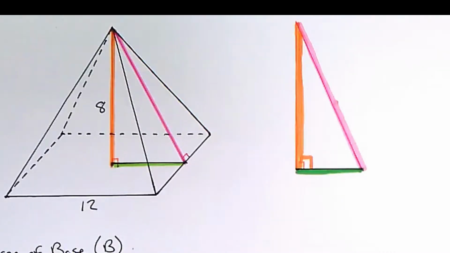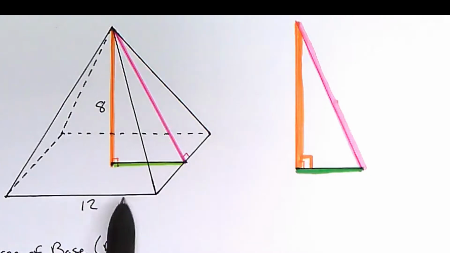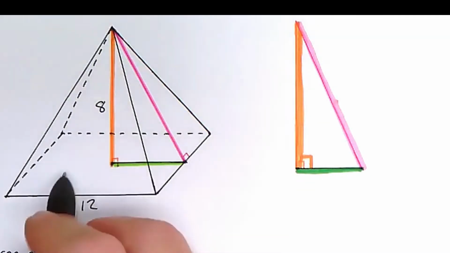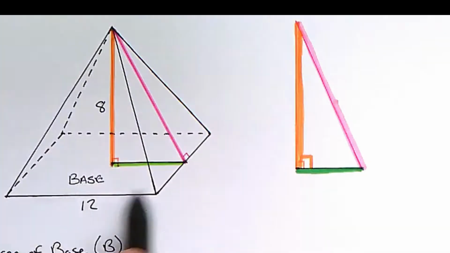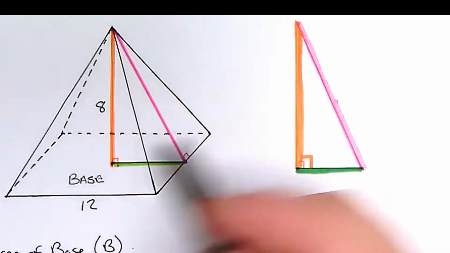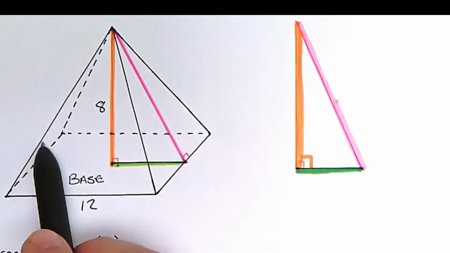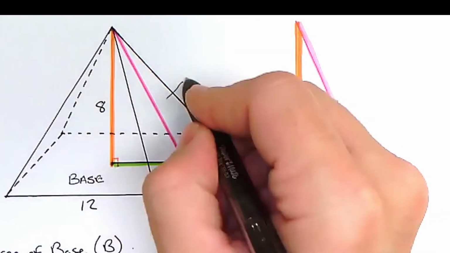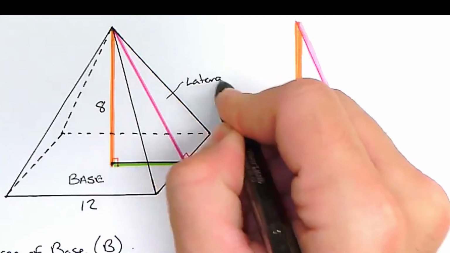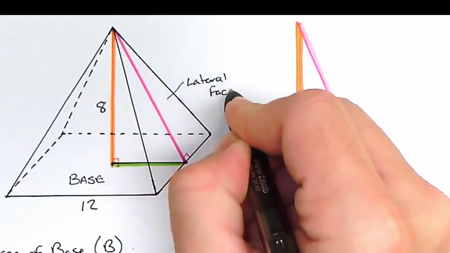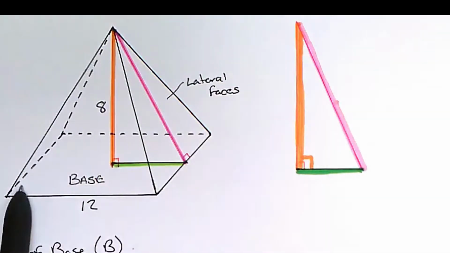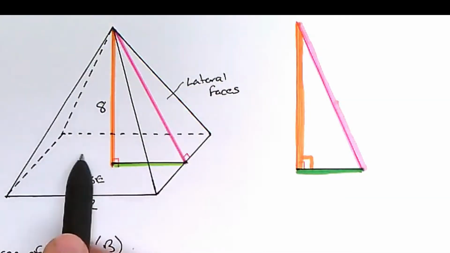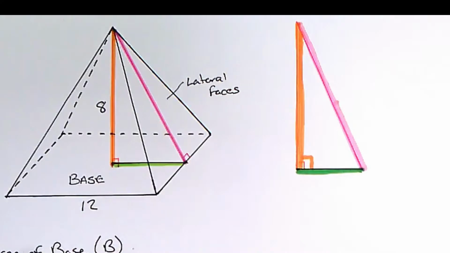All right, so today we're going to look at pyramids. A pyramid has one base, which can be any polygon, and then it has the number of lateral faces equal to the number of sides of the base. In this case, we have a square base, so we have 1, 2, 3, 4 lateral faces.